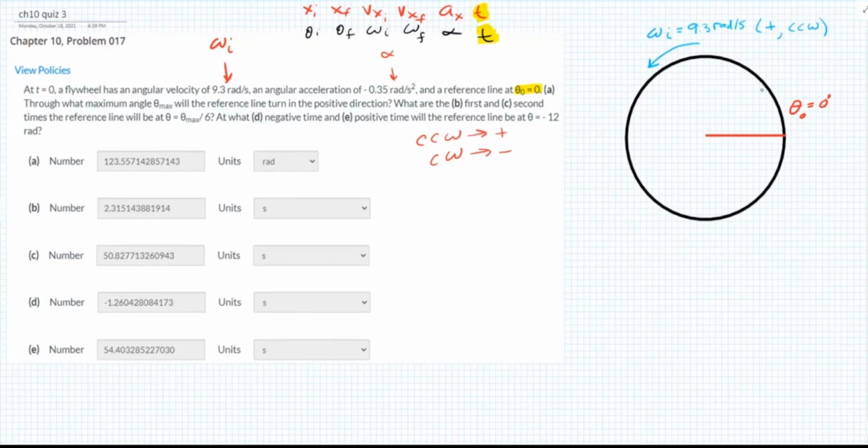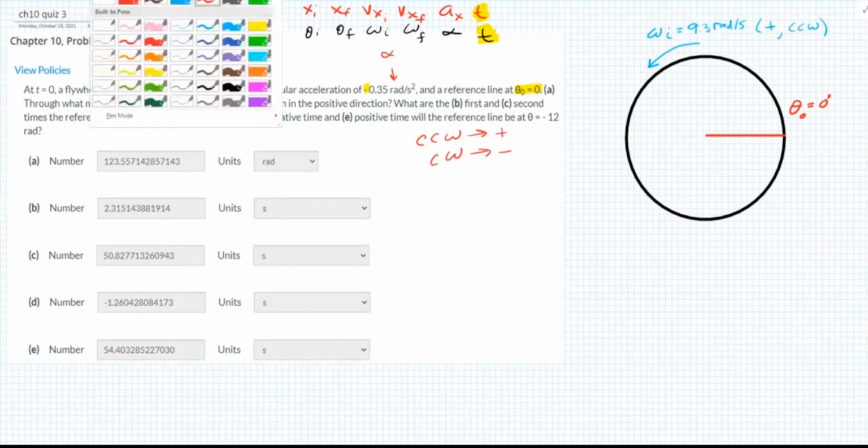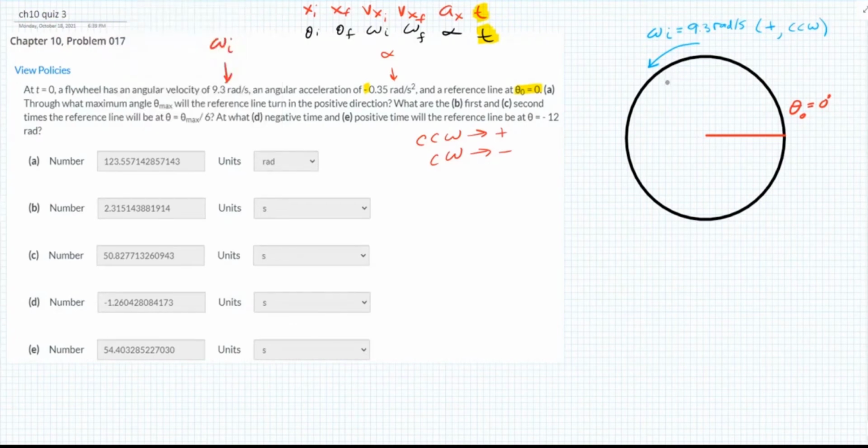So now you guys know what's going to happen. Initially, this flywheel is spinning counterclockwise, but it has a negative angular acceleration, which means it's slowing down. As soon as you look at this situation, it's slowing down because I have my angular acceleration going in the negative direction. Negative is considered to be clockwise. This is alpha. Alpha equals negative 0.35 radians per second squared. And that's just given to us.